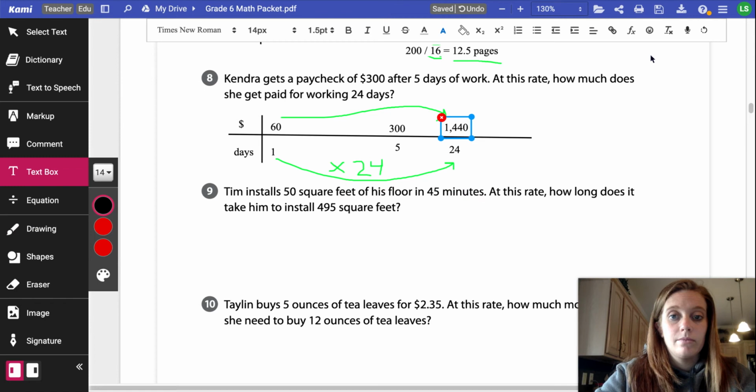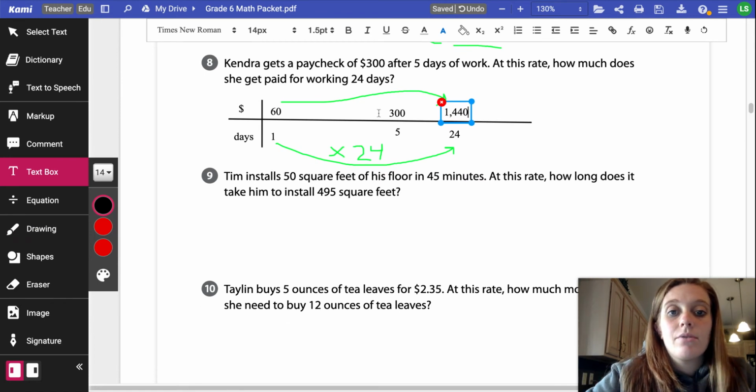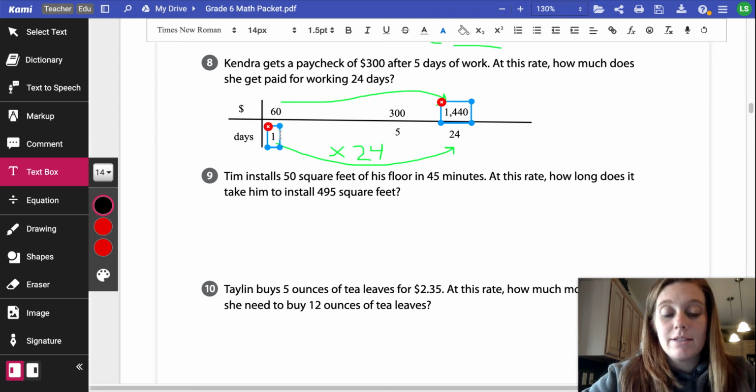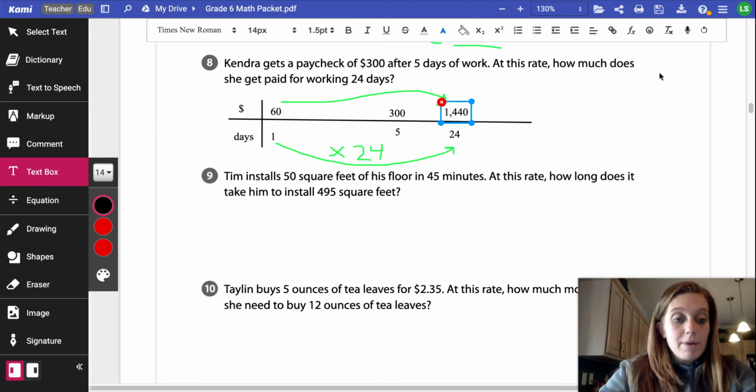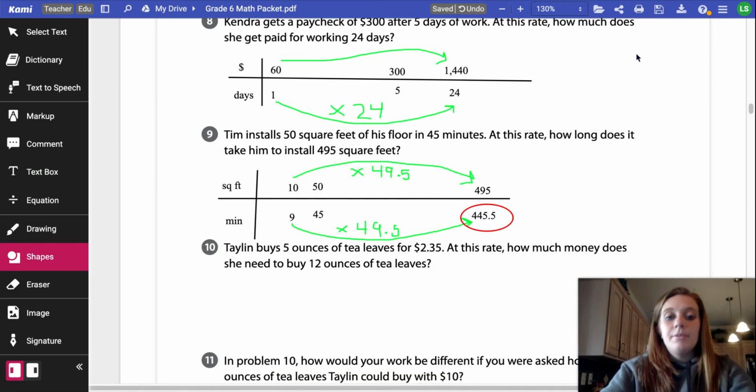Hit pause if you've not tried it yet, and then I will show you the answer when you hit play. All right, so for question 8, I found a unit rate again. So $300 in 5 days is $60 per day. And then I could take that 1 day, multiply by 24, and then 60 times 24 gave me $1,440. Okay, so hit pause again if you've not tried 9. Try your best, and then hit play to see the answer.